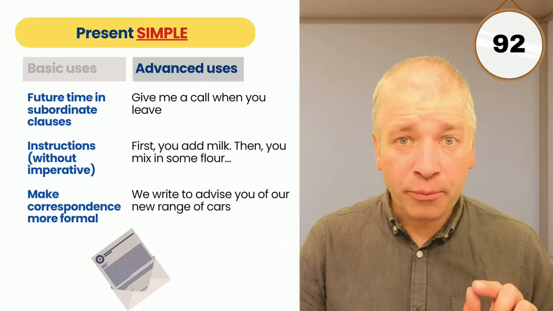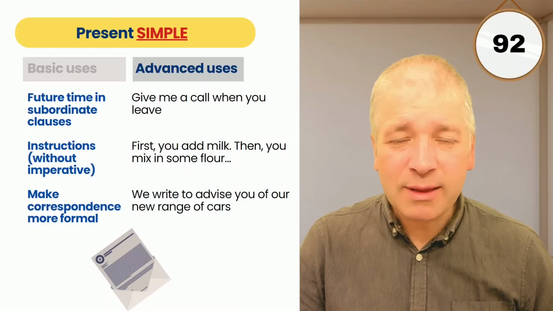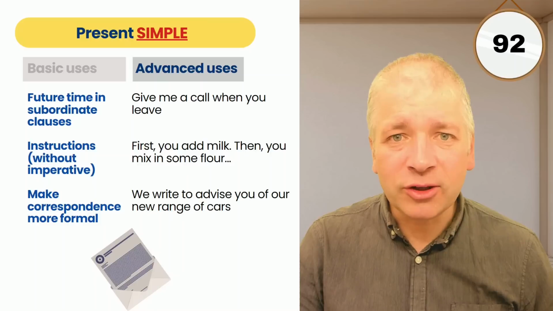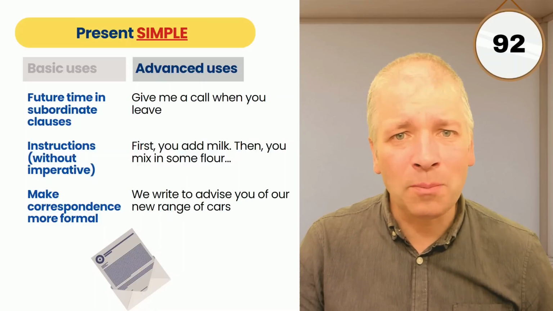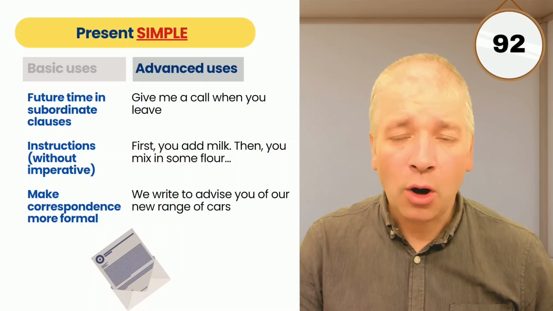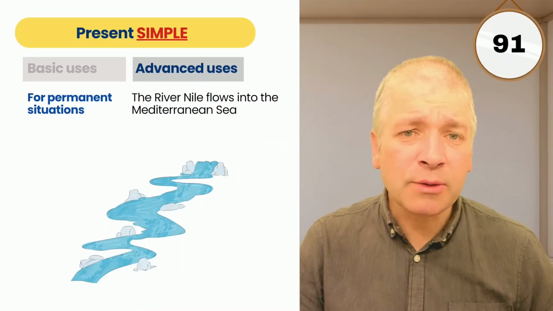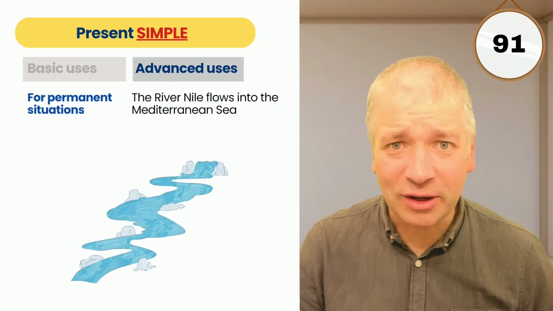You could also use the present simple to make correspondence more formal. Instead of saying, I am writing to you, make it even more formal by using the simple form. We write to advise you of our new range of cars. The present simple is also used in permanent situations.